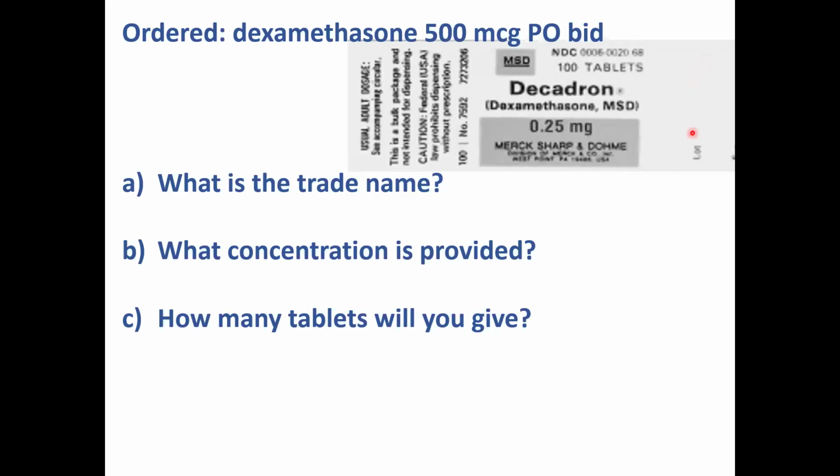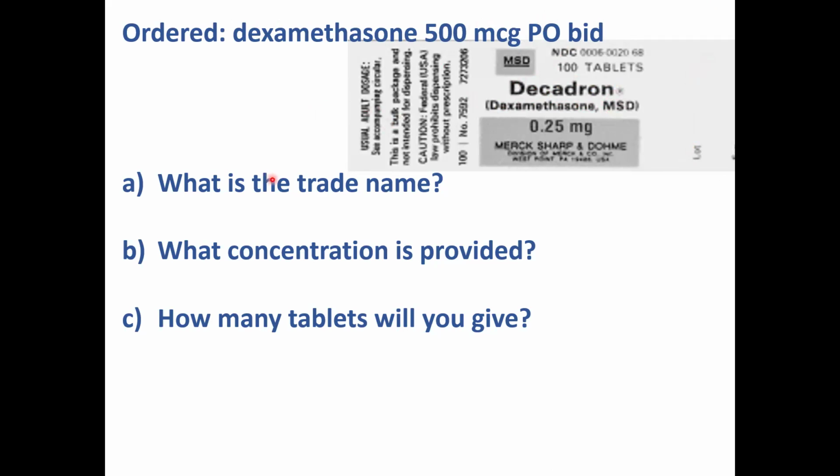Okay, so here we have an order and they gave us a label to base our answers off of. So we need to give this dexamethasone 500 micrograms by mouth 2 times a day. And they gave us a Decadron label, but we see that dexamethasone is the name as well.